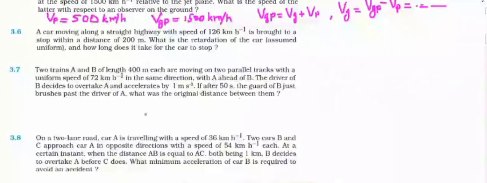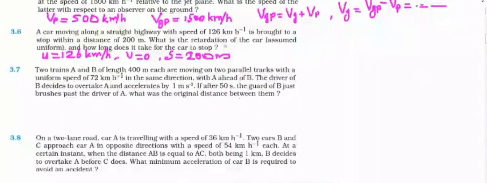Next, question 6. A car moving along a straight line highway with a speed 126 km per hour, that convert into meter per second, is brought to stop within a distance of 200 meters. So what are the quantities given? U is given 126 kilometer per hour, converted to meter per second by multiplying 5 by 18. Final velocity V is 0. Then displacement S is 200 meter.